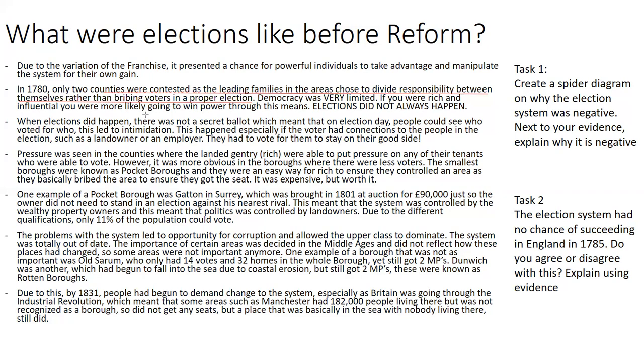So there was no fair vote. There was no democracy. There was no voting for who you thought could help you. It was more voting for someone who you had to keep on your good side.